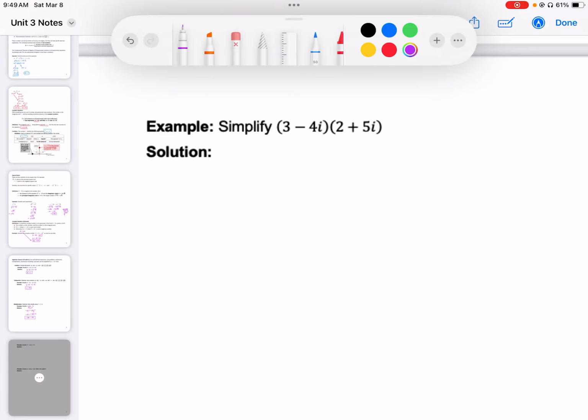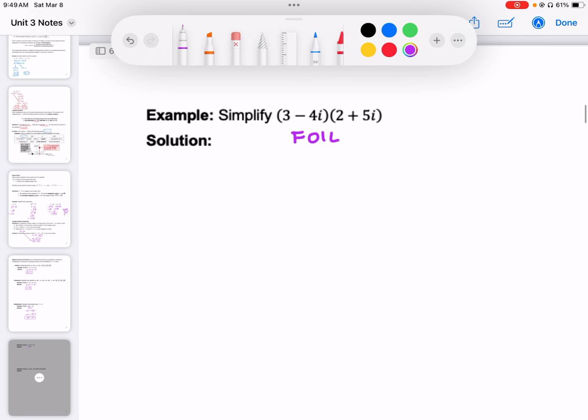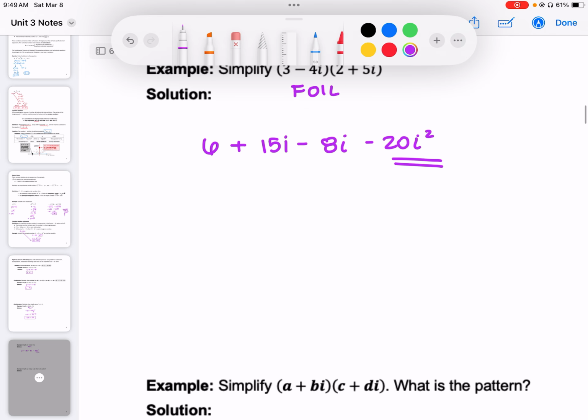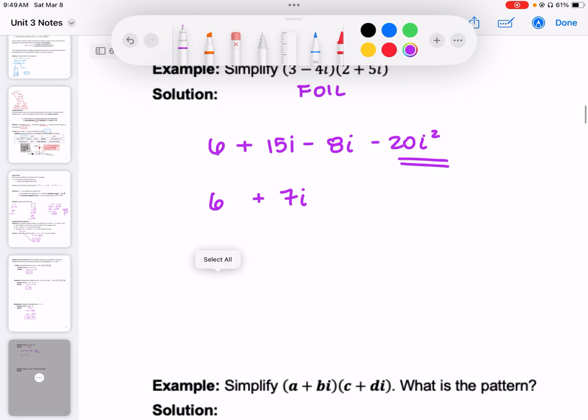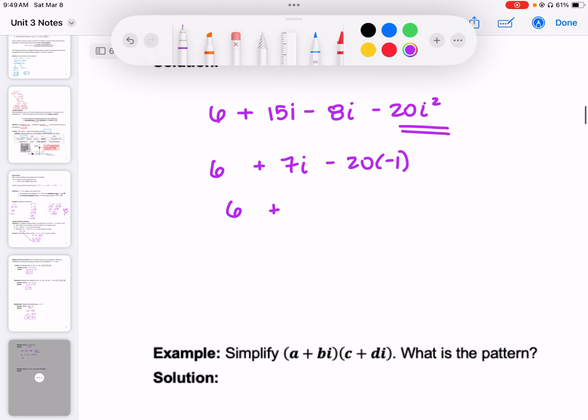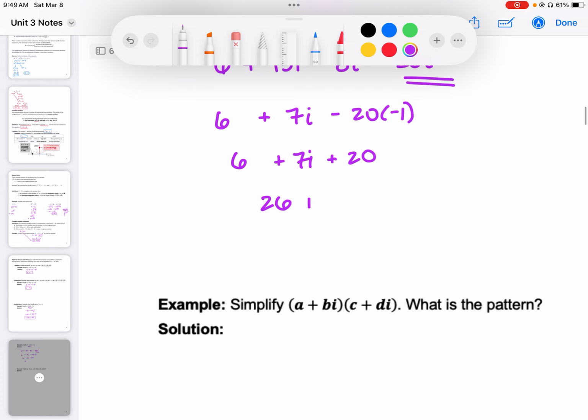Here we can FOIL. So just remember foiling, like any other scenario, we are going to have 3 times 2, which is 6, plus 15i minus 8i minus 20i squared. Again, make sure you simplify that. We have 6 plus 7i minus 20 times negative 1, 6 plus 7i plus 20, or 26 plus 7i.